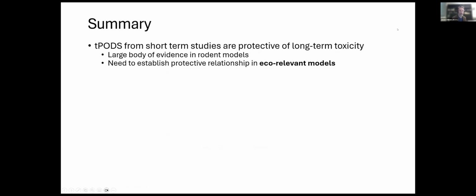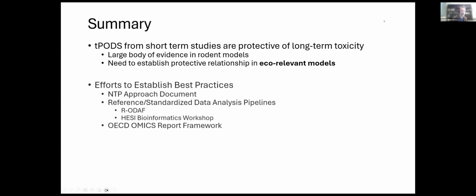And so in summary, transcriptomic points of departure from short-term studies have been shown to be protective of long-term toxicity. There's a large body of evidence supporting this in rodent models. There's some evidence in eco-relevant models, but there's definitely a need to start making these relationships much more strongly supported in the eco realm. There's been a lot of effort to establish best practices.